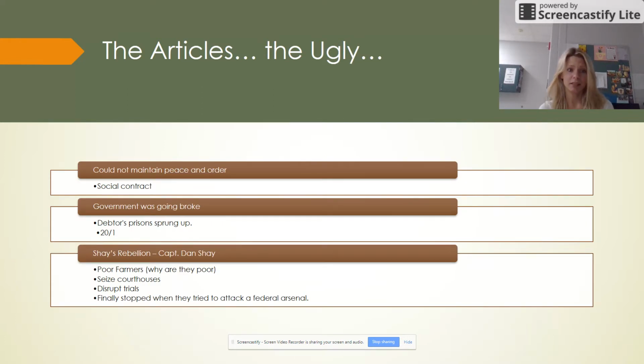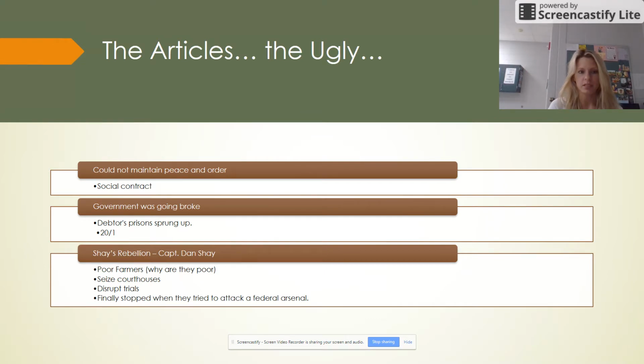And then there's some ugly parts of the Articles of Confederation. And we have to go back to remembering the purpose of government for this. One of our major purposes of government is to maintain peace and order. That's why we have government. That's part of the social contract. Under the Articles of Confederation, we couldn't do this, primarily because we had no money. The government was going broke all throughout the nation.